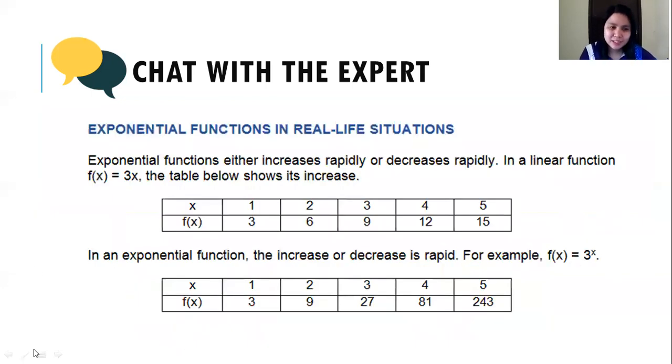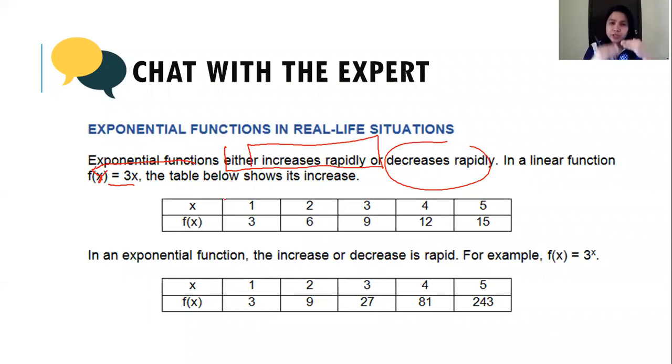Now, what is a characteristic of an exponential function? In an exponential function, the value of your y increases rapidly or it decreases rapidly. Now, in a linear function, like this one, f of x equals 3x, the increase is constant. Look at the value of f of x: 3, 6, 9, 12, 15. The value is constant. You just keep on adding 3.